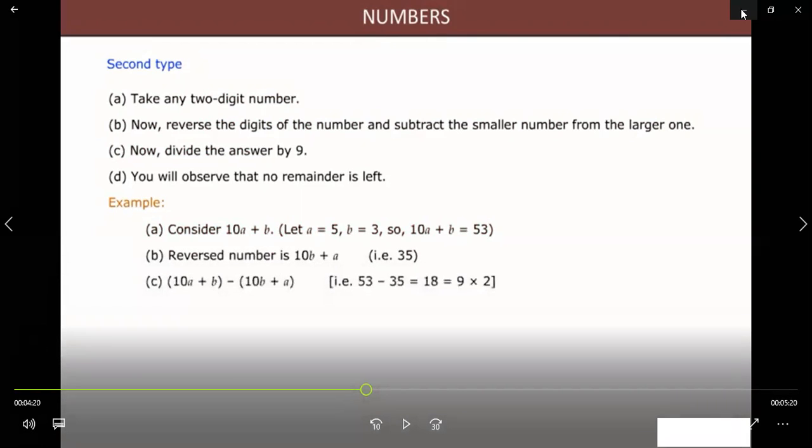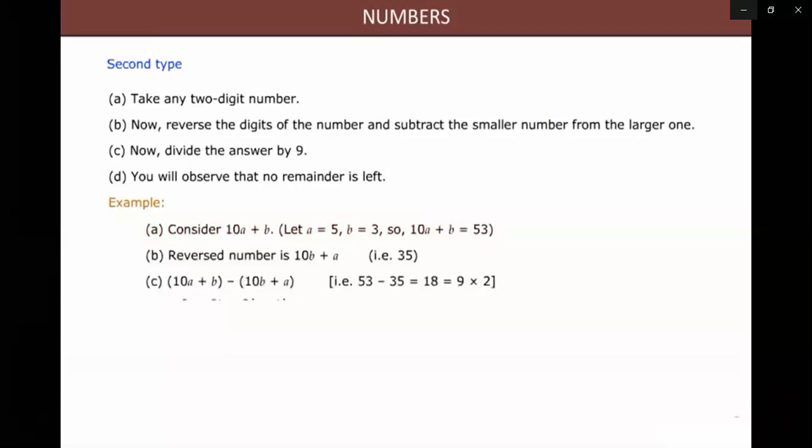That's why we are subtracting the smaller number, that is 10b plus a, from the larger, that is 10a plus b. So after subtracting, let's see what we are getting. 10a plus b minus (10b plus a), which means that it is nothing but 53 minus 35, that is 18, that is 9 into 2. So let's see what we are getting.